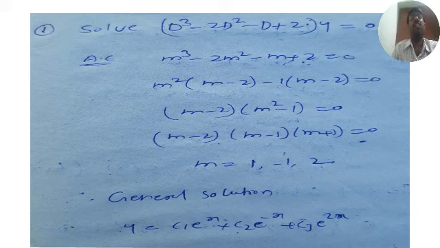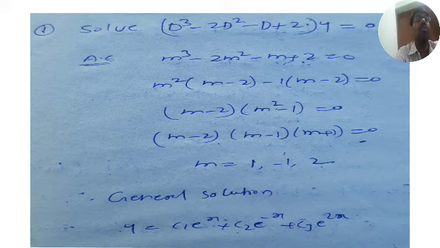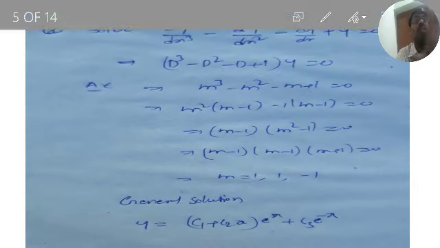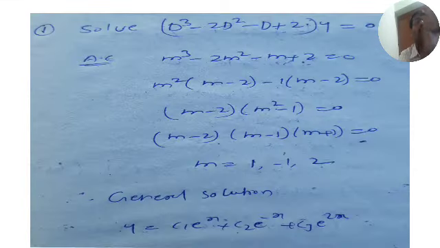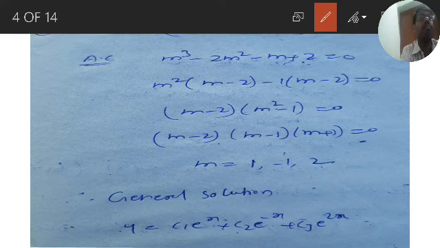So the given equation is in operator form. Capital D cube minus 2D square minus D plus 2 of y is equal to 0. In place of D, put m and remove y, you will get the auxiliary equation. m cube minus 2m square minus m plus 2 is equal to 0. So you got the auxiliary equation.